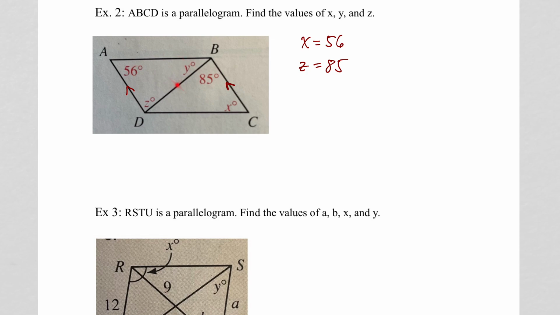Okay, and I have a triangle here, and those angles must add up to 180. So I have 56 plus 85 plus y is 180. So that means that y is equal to 180 minus 56 minus 85. So y must be 39.